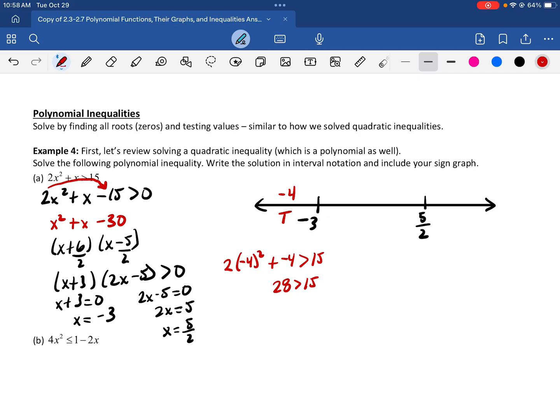All right. In between -3 and 5/2, I need to pick a number that's in between those. An easy one to pick would be 0. So again, we'll test 0. Plug it in.